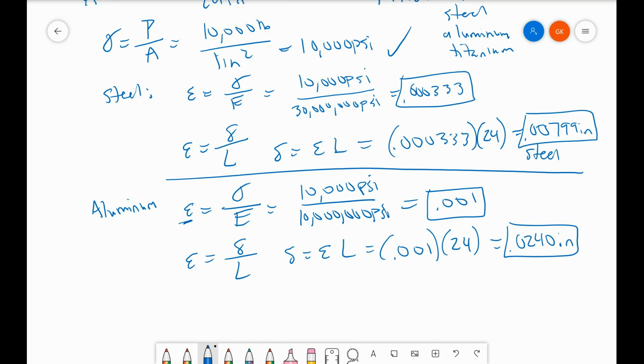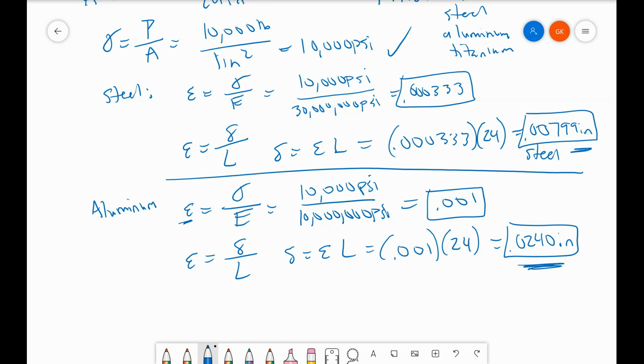Okay, so I have my elongation now for aluminum. And you can see that it is significantly larger than the elongation for steel. It's 3 times as large because it has a modulus of elasticity that is 3 times less. So the amount of elongation possible will be proportional to the modulus of elasticity. The lower your modulus of elasticity, the higher your elasticity.